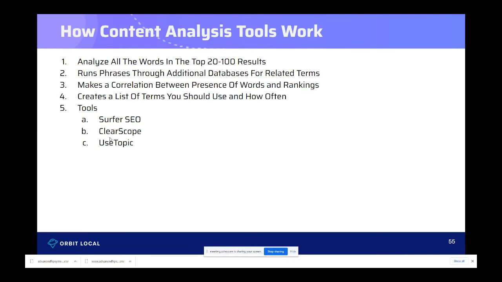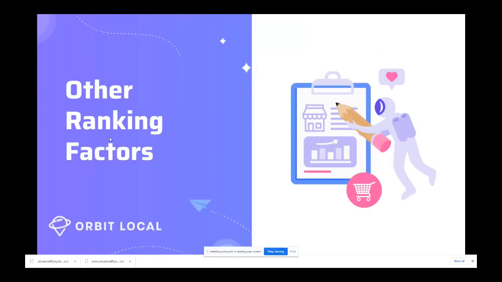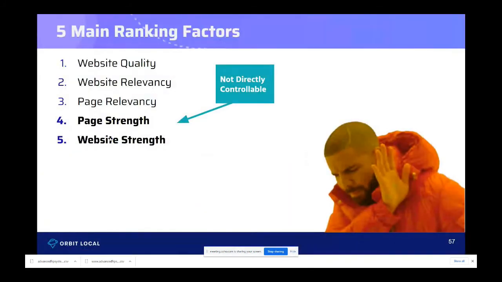SERP for SEO is a good one, ClearScope and UseTopic. These are all good tools for helping you do that content analysis. Now, some of the other ranking factors here, we talked about website relevancy, website quality, and page relevancy. We didn't talk too much about page strength or website strength because those aren't directly controllable. You can't act on those today, and that requires a whole different slew of one-on-one type training.